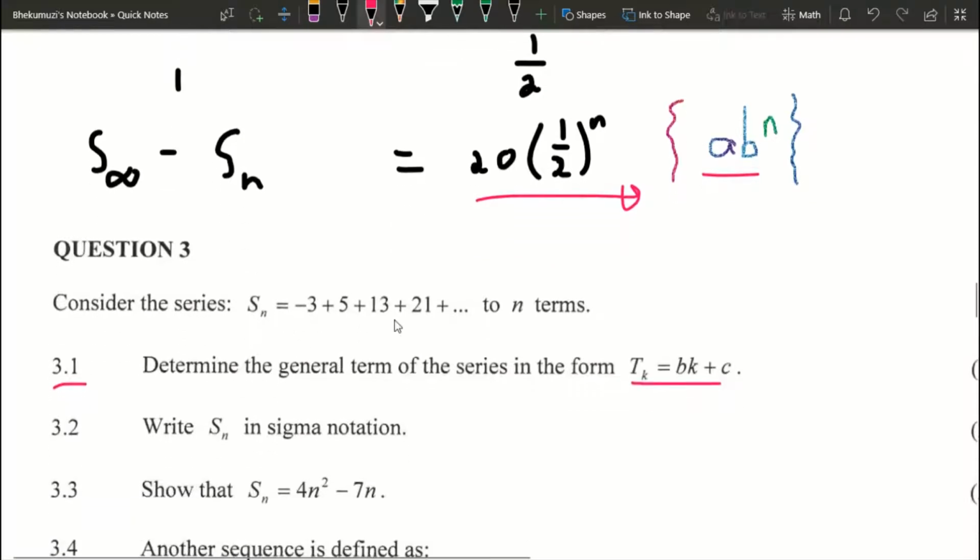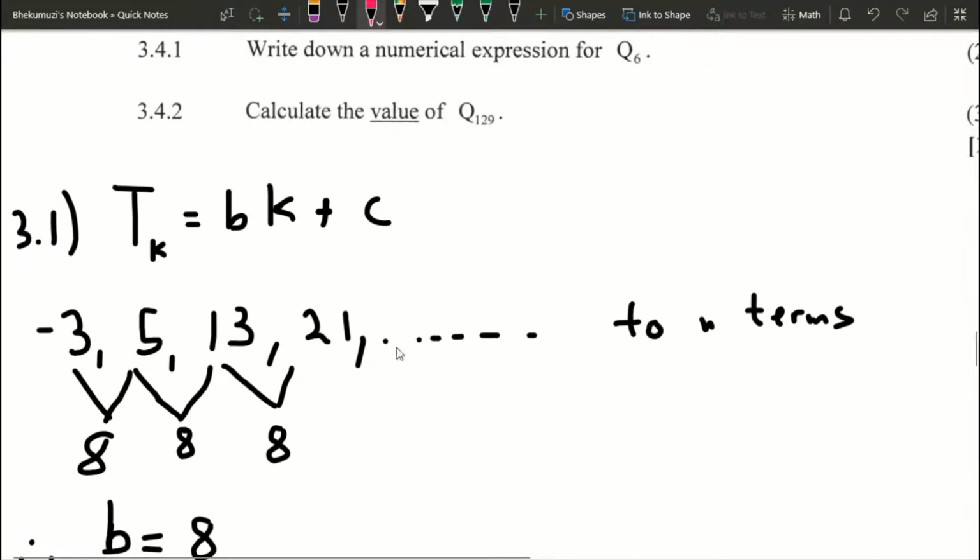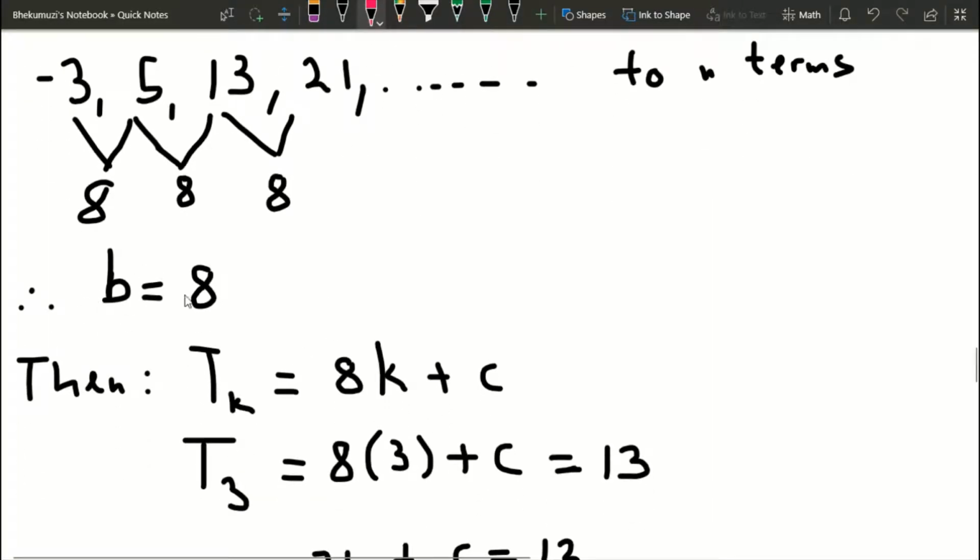Let's first rewrite it as a sequence, and when we rewrite it as a sequence, we have -3, 5, 13, 21, and then we get the first difference, which is 8, and so our variable b is equal to 8. Since we know that, we can just substitute it into the place of b, and then we are left with t_k = 8k + c.